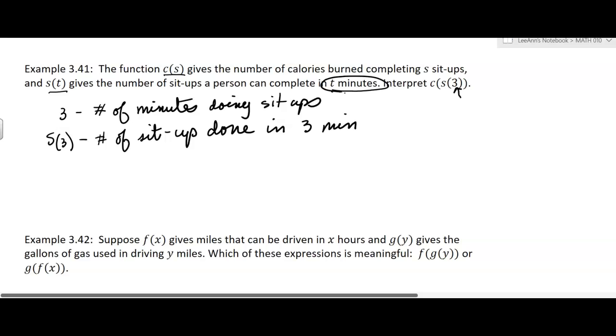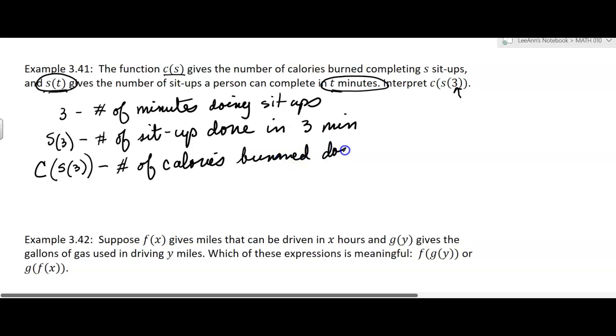For me, 10 sit-ups or something, in 3 minutes. And that's your output, S of T. So how many sit-ups you got done? Maybe you get 50 sit-ups done. Then what does C of S of 3 mean? Well, that's the number of calories burned doing sit-ups for 3 minutes.